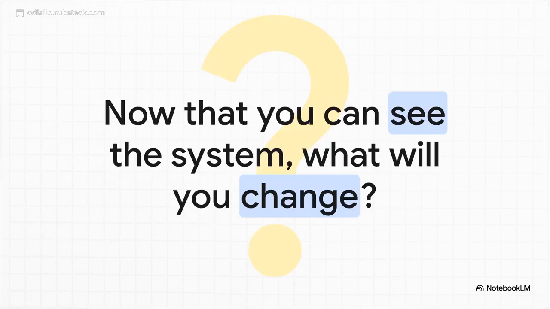So I'll leave you with this. We've given you a new lens, a new way to see the digital world. You can now start to spot the hidden loops and connections that drive, well, everything. The question isn't just, how does it work anymore? Now it's, how can we make it behave better? So, now that you can see the system, what will you change?